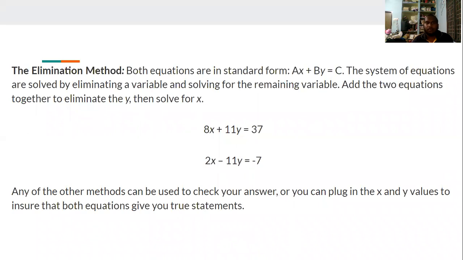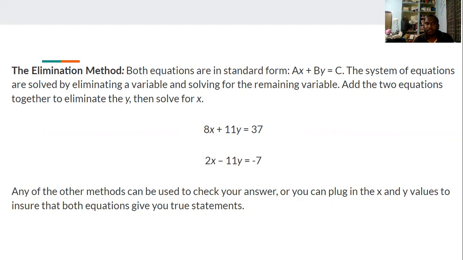The elimination method. Both equations are in standard form, ax plus by is equal to c. The system of equations is solved by eliminating a variable and solving for the remaining variable. The system of equations will be solved by the elimination method when both equations are in standard form.